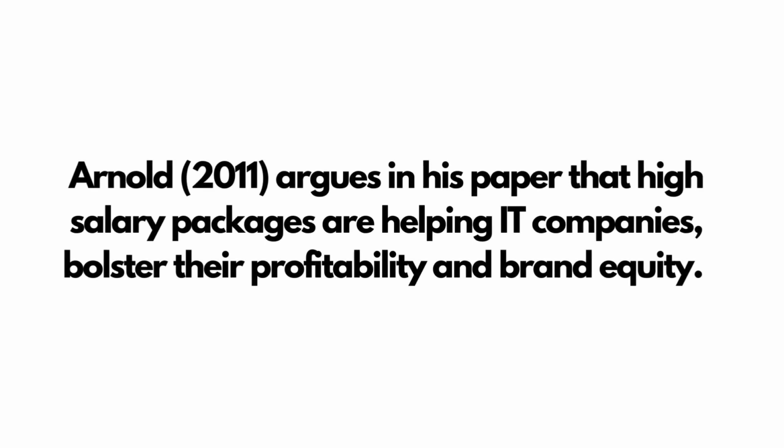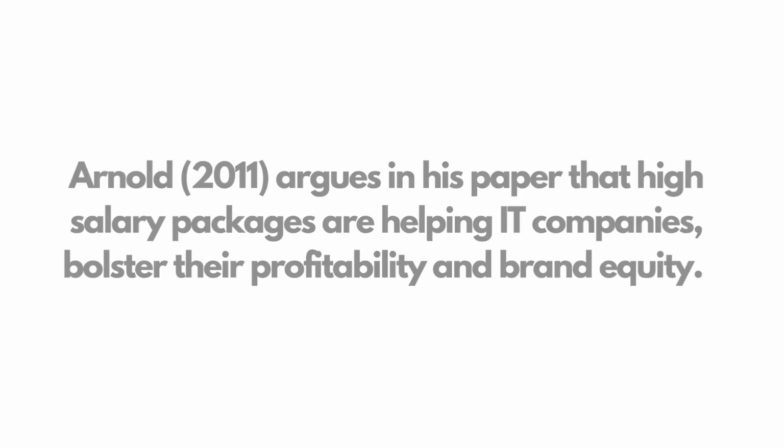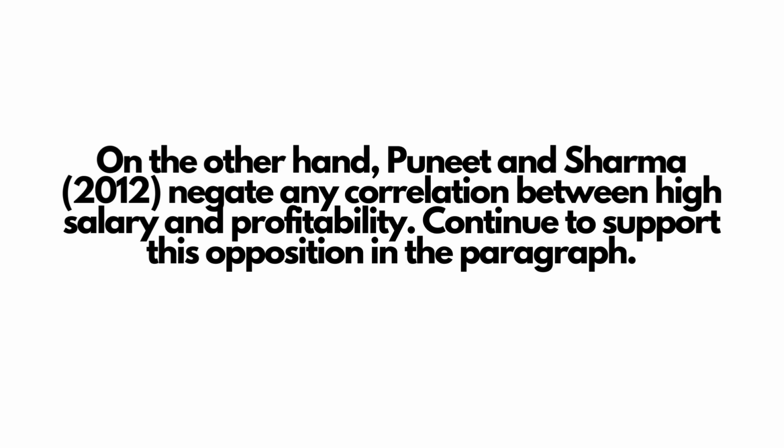Now, write your literature review in a critical manner. For instance, you can write a literature review like this. Arnold, 2011, argues in his paper that high salary packages are helping IT companies bolster their profitability and brand equity. Continue to write a paragraph with this sentence, and then use another research that opposes the correlation. For example, you can write, on the other hand, Puneet and Sharma, 2012, negate any correlation between high salary and profitability. Continue to support this opposition in the paragraph.